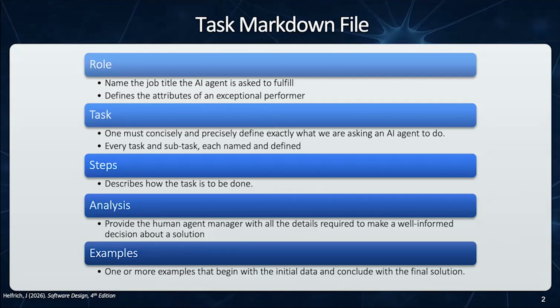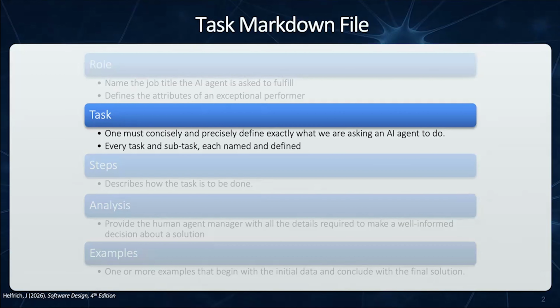When we create a custom agent, the primary component of that is a Task Markdown file. And recall that a Task Markdown file has 5 components: the role, the task, the steps, the analysis, and the examples. Today we're going to focus on the task. One must concisely and precisely define exactly what we are asking the AI agent to do. And note that every task and subtask is named and defined carefully.